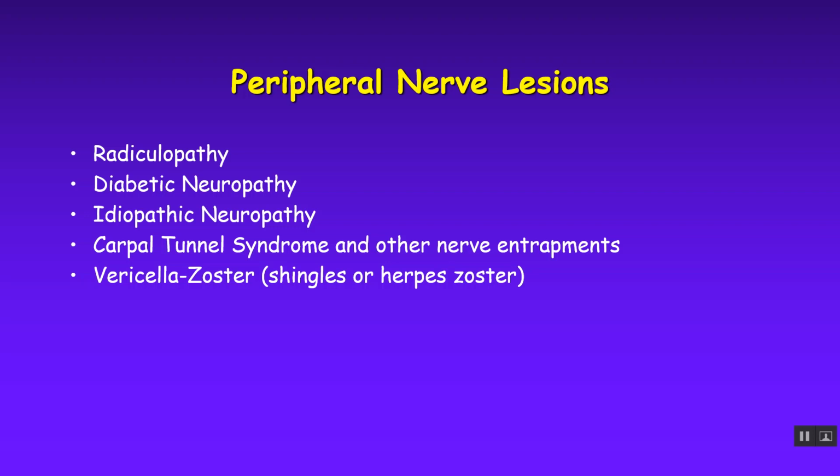Any kind of nerve entrapment, such as carpal tunnel syndrome, tarsal tunnel syndrome, any pressure on a peripheral nerve for a prolonged period of time can damage the myelin, the axon eventually, and impair transmission of sensory signals.